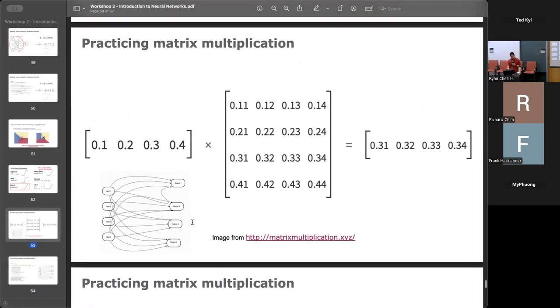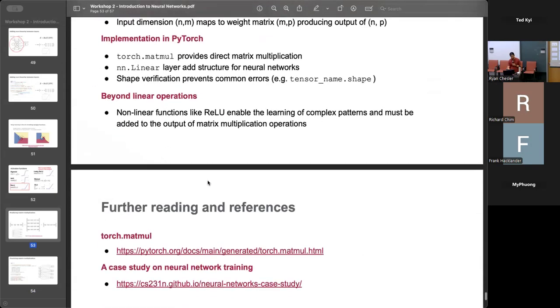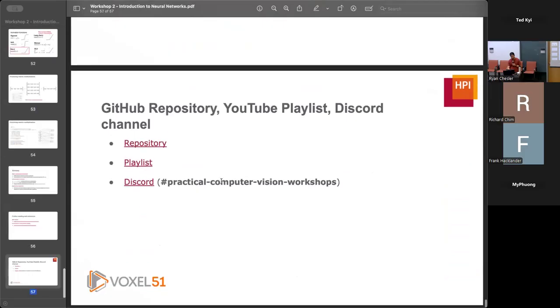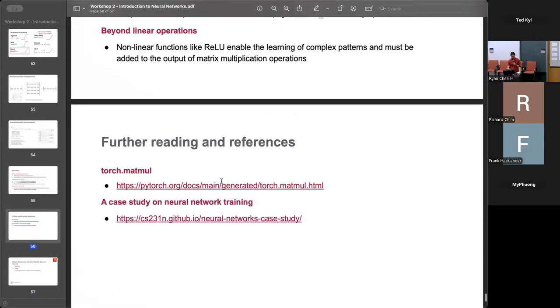We showed some website that lets you practice and visualize matrix multiplications. I'll just skip past that. And that's the whole 2 workshops.